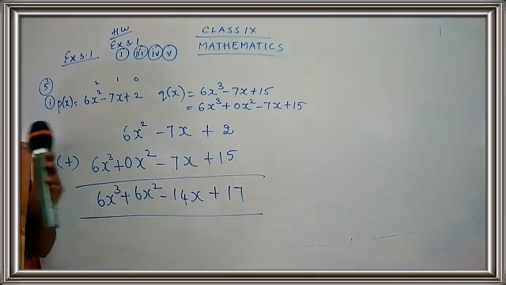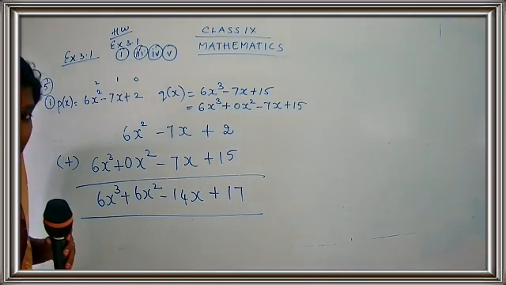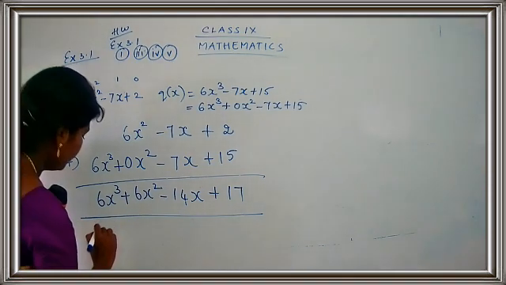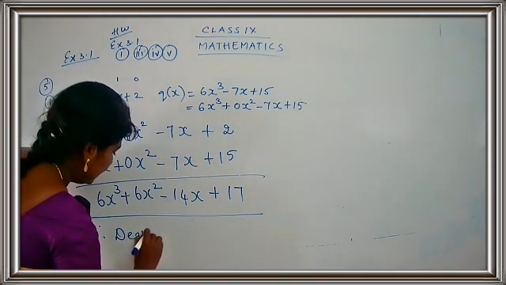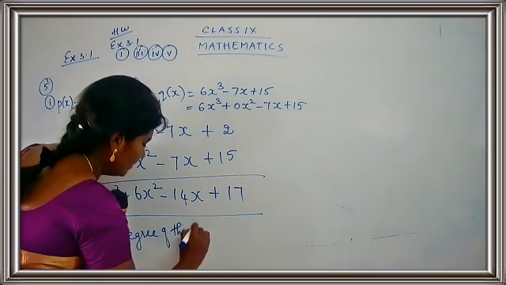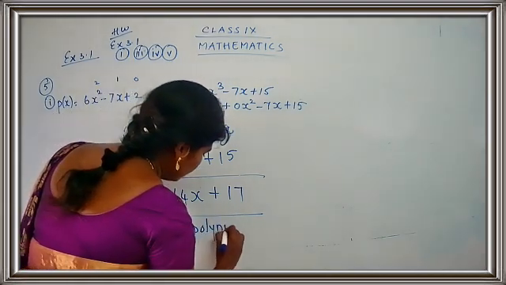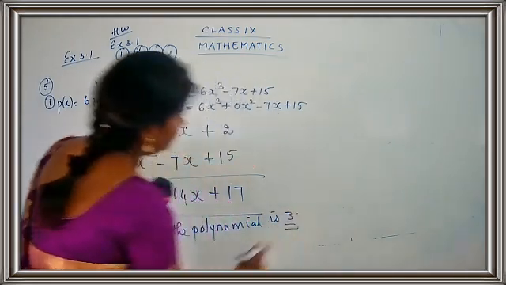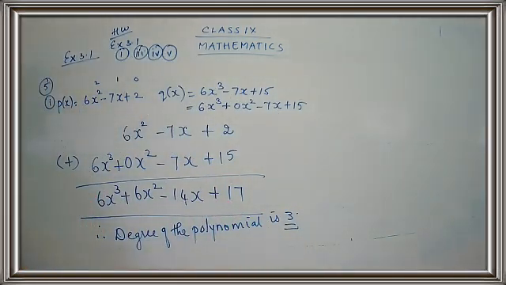So which is the biggest power here? Which is the highest power here? 3 is the highest power. So what is the degree? Degree is 3. Write down. Therefore, degree of the polynomial is 3. So this is your answer.